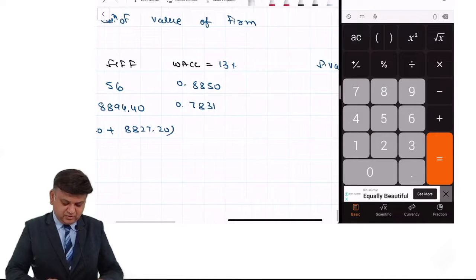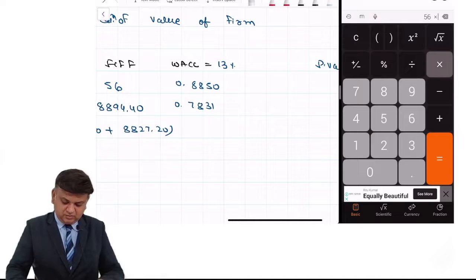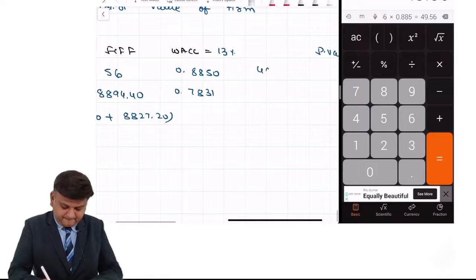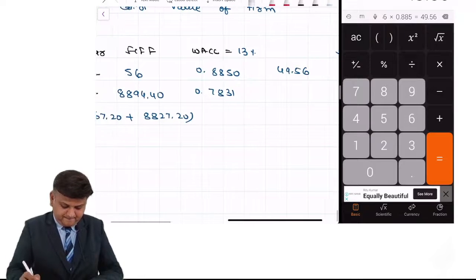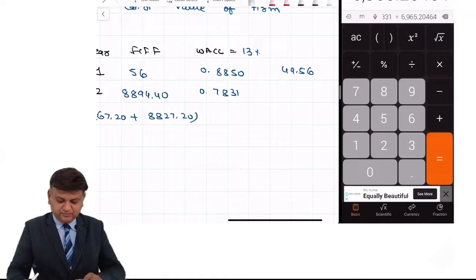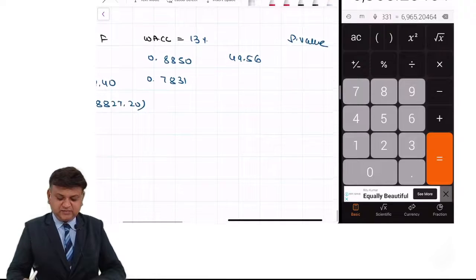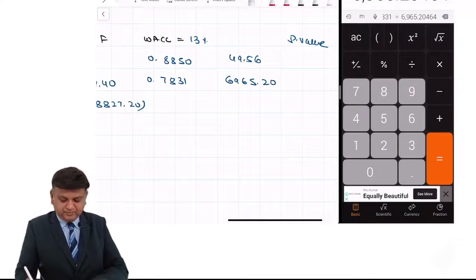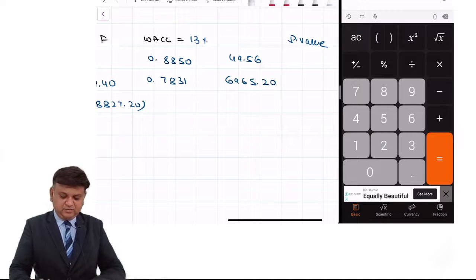for discounting. So it is 56 into 0.8850, that comes to 49.56. 8894.4, that is the second year, into 0.7831, that is 6965.20. That is the way the present value is found.